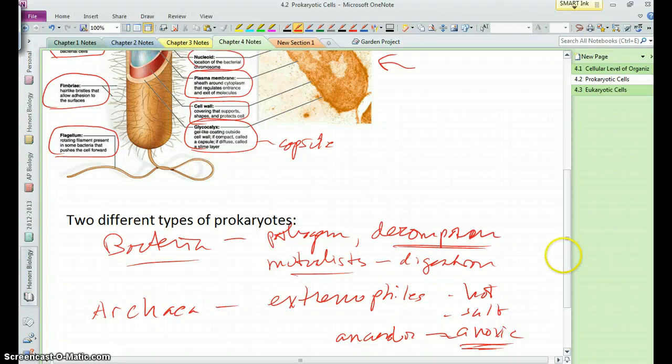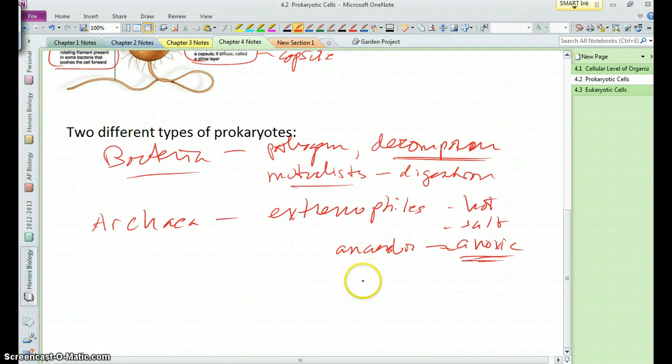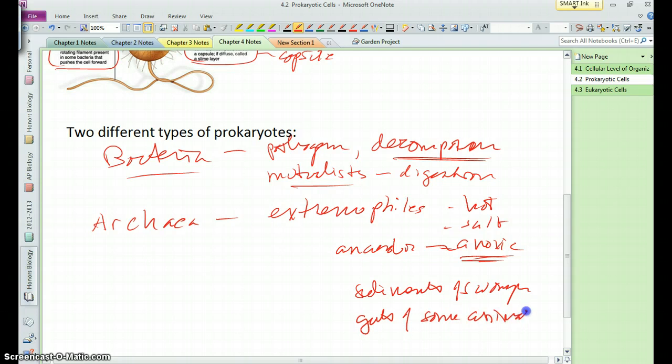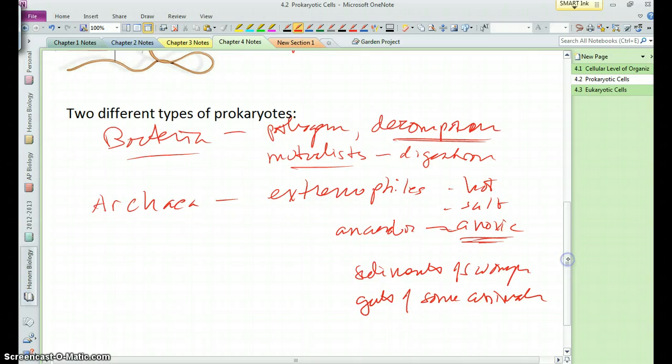Where would you find such places? Well, you could find them in the sediments of swamps, basically in the soils of swamps. It gets pretty oxygen free there. Also in the guts of some animals, like cows, which have some of these microbes that don't like oxygen in them.